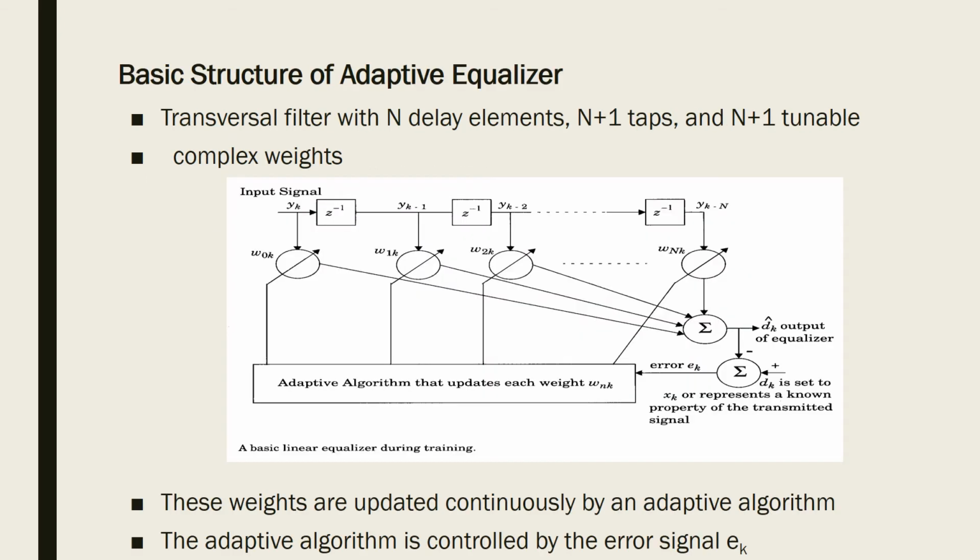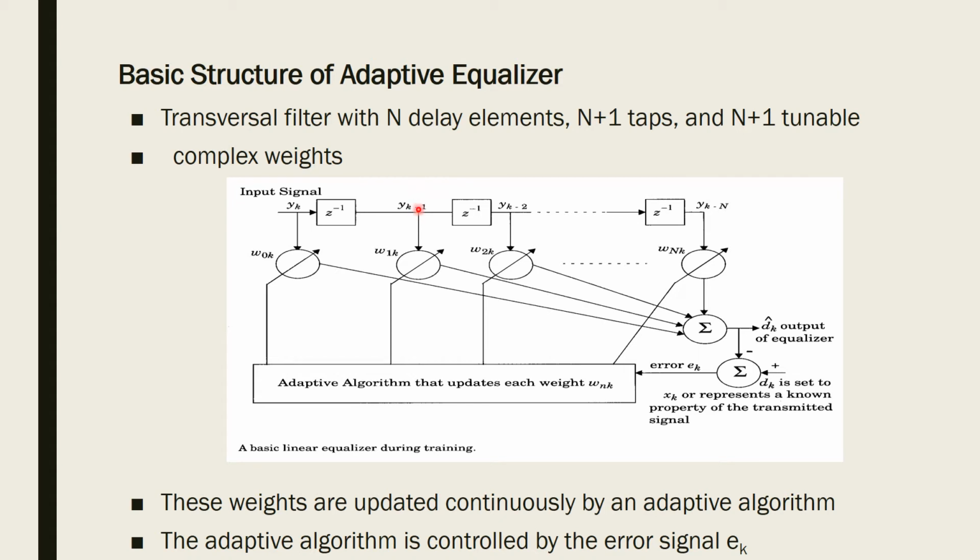So what is adaptive equalization? Adaptive equalization is going to have an array of such equalization receivers. So you are going to have the input signal. These input signals are time delayed, delayed by 1 by z. It is going to have n time delay elements, and you are going to have n plus 1 taps, which are going to be tunable in nature.